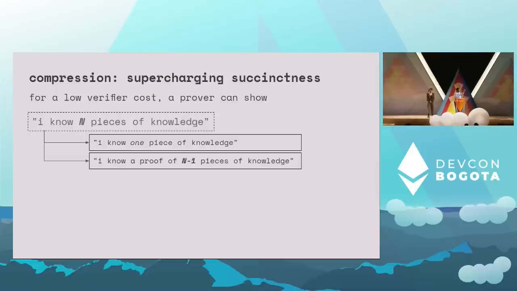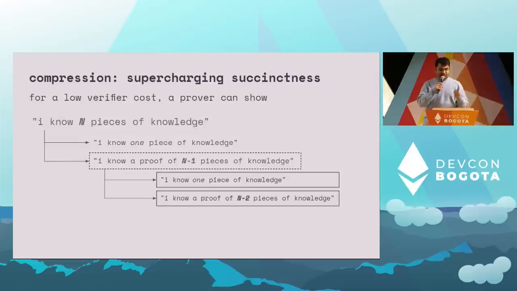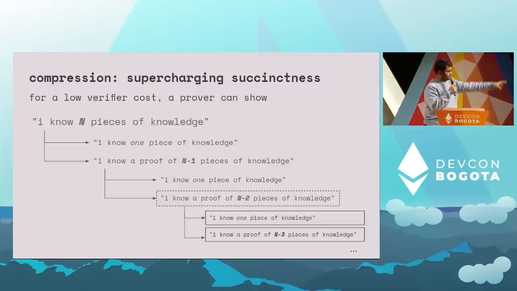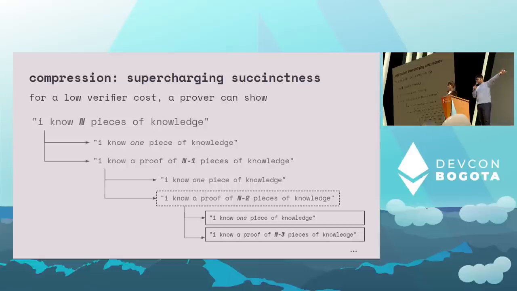So the next question is, how do you make the SNARK proof for the n minus one pieces of knowledge? In fact, we use the same kind of strategy again. For the n minus one pieces of knowledge, we show one piece of knowledge, and additionally, we show that we know another proof of n minus two pieces of knowledge. And then you just cascade down this strategy, and you end up with a situation where you're verifying one SNARK proof, and in that, it's automatically verifying these n items of knowledge.